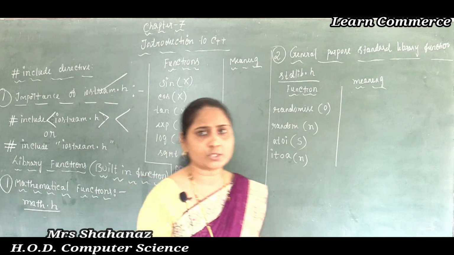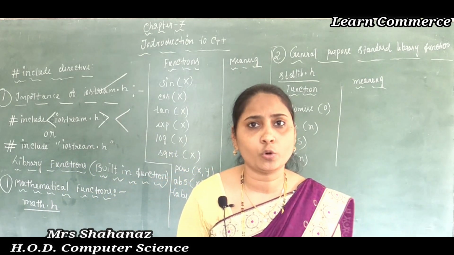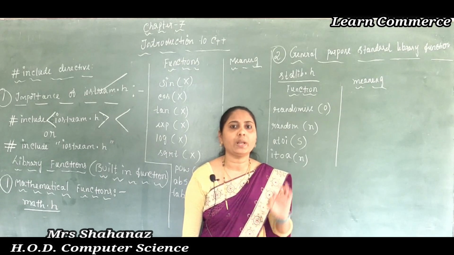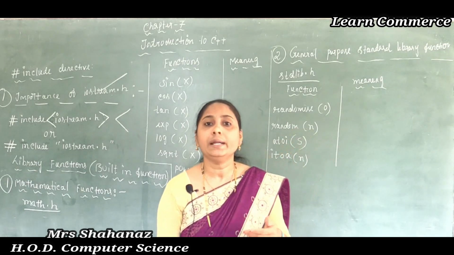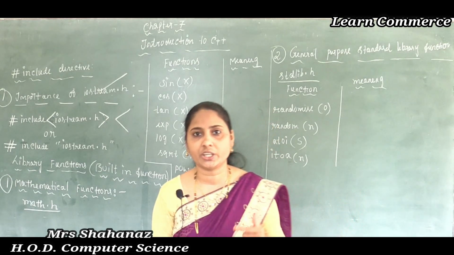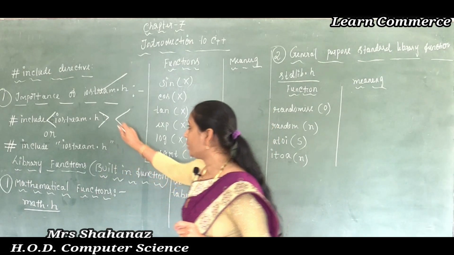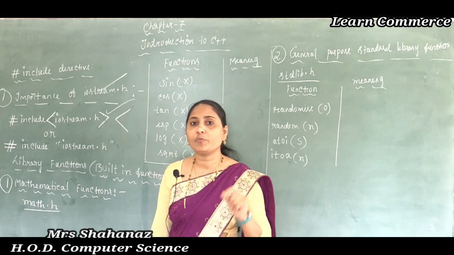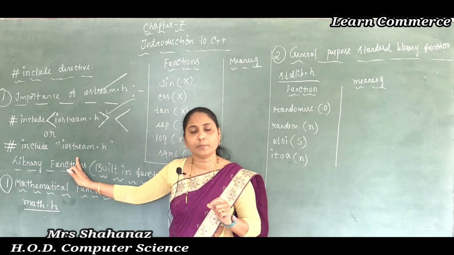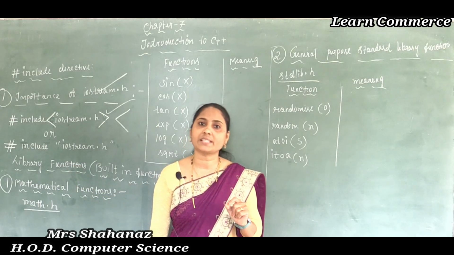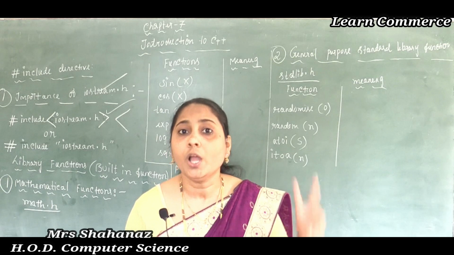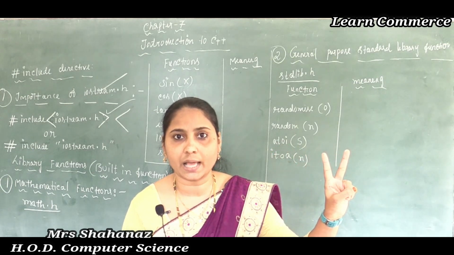Now what's the difference between our first example, hash include angle bracket iostream.h, and the second example, hash include in double quotation marks iostream.h? We can say that the first one, the header file in angle brackets, means that the file resides in the standard include directory. Clear this point here? Two types of directories are there here.